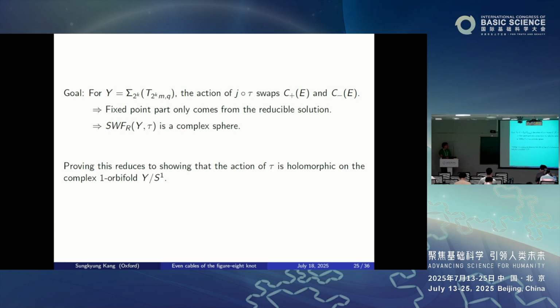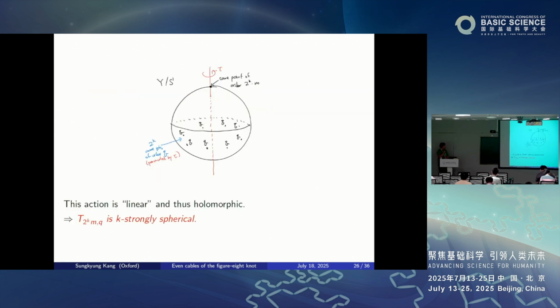So if tau is holomorphic, then it will imply that it fixes the holomorphic divisors setwise, and the same for anti-holomorphic things. So that is the thing that we have to prove: the action is holomorphic in the quotient orbifold.